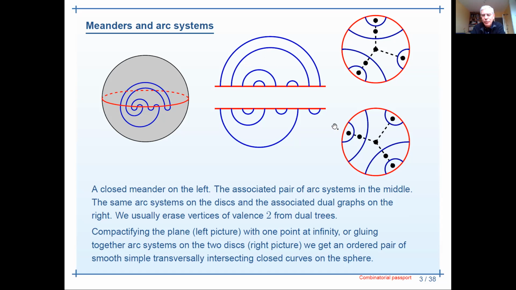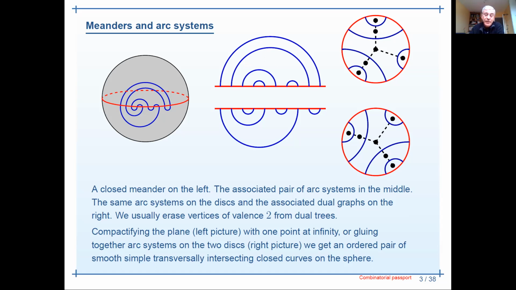I'm giving a definition of combinatorial passport. The combinatorial passport of a meander is a pair of trees obtained in the following way. I take these two arc systems, and for each of them I take the dual graph, but in our particular case this graph is automatically a tree. Then I forget the vertices of valency 2. This is the construction, a definition. The resulting pair of trees I call the combinatorial passport. So in this particular case, the combinatorial passport would be just two pure Mercedes sign trees, with one vertex of valency 3 and 3 leaves, vertices of valency 1.